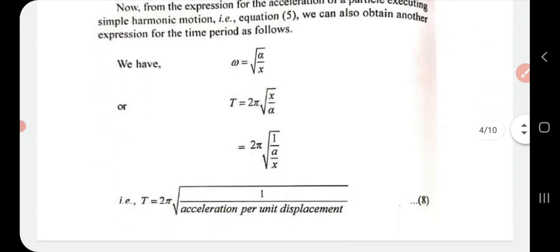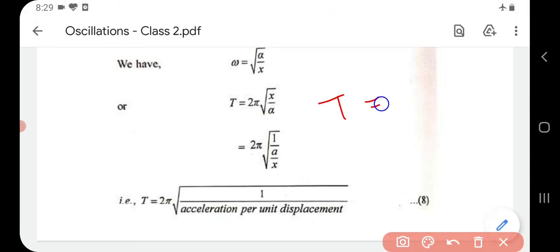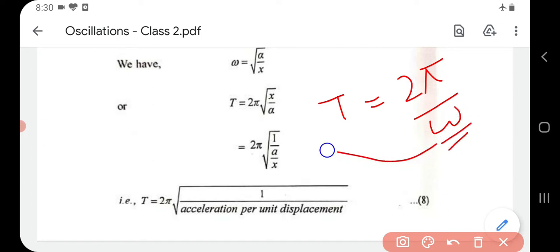For that we have to start with angular frequency as root of a by x. a is acceleration, x is displacement, omega is angular frequency, and T equal to 2 pi by omega, that we have just written. Now in place of this omega, you can use this value, root of a by x. Then T will reduce to T equal to 2 pi root of x by a. That can again be rewritten as T equal to 2 pi root of 1 by a by x. Root of 1 by (a by x) is the same as root x by a, right?